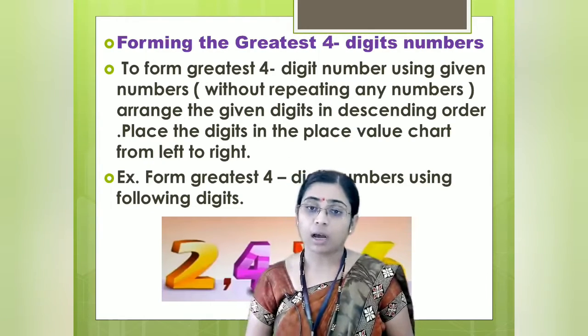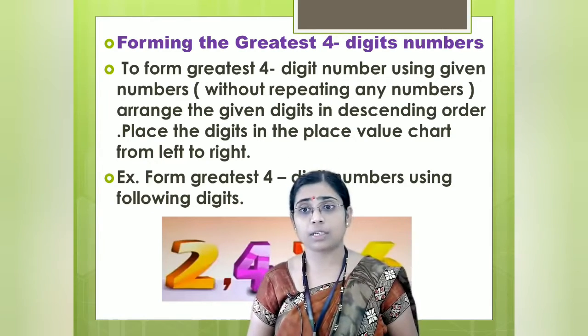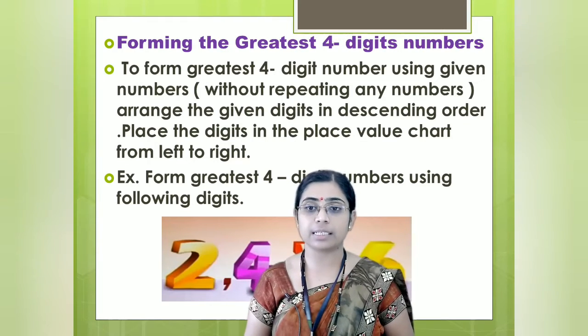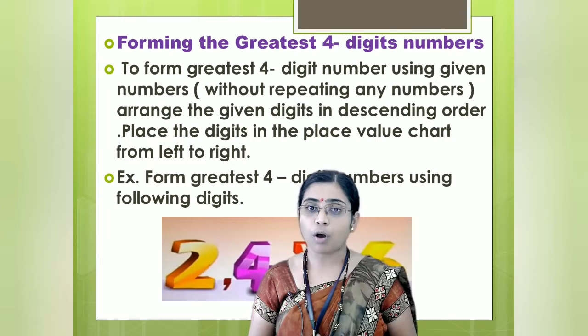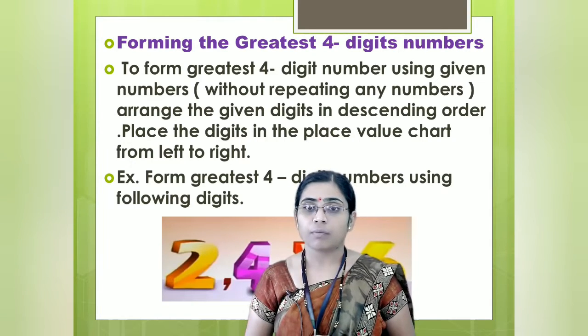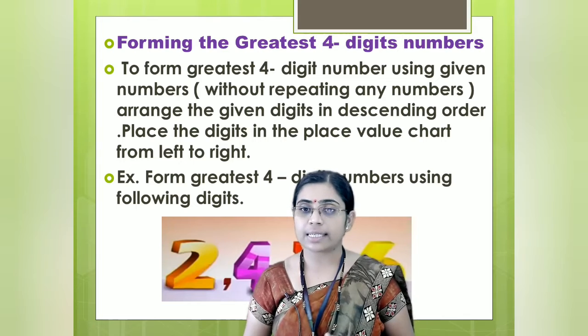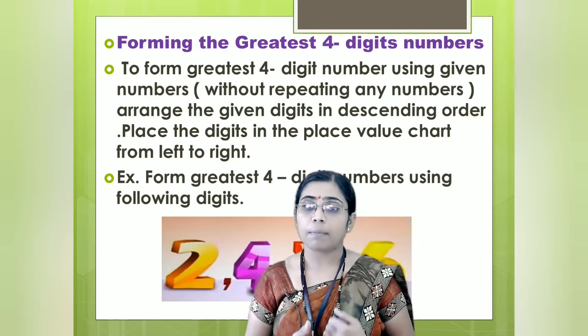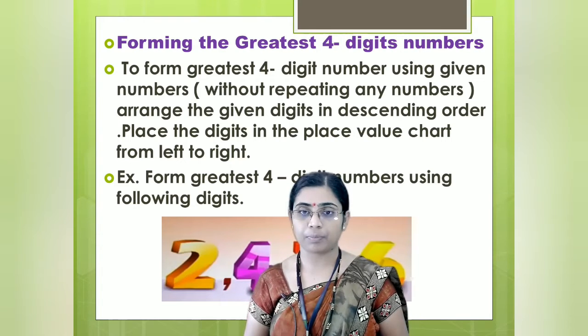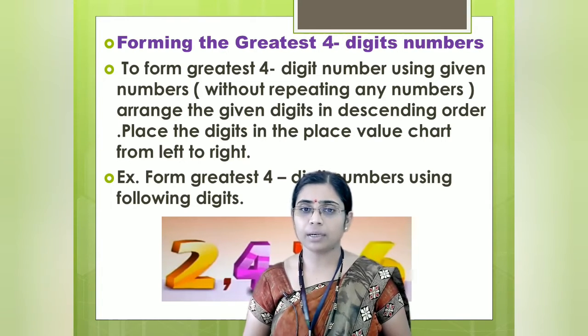Now we will learn how to form greatest 4-digit numbers using given numbers without repeating any digit in that. To form greatest 4-digit number using given digits, we need to arrange the given digits in descending order and place the digit in the place value chart from the left to right. Let us take an example.